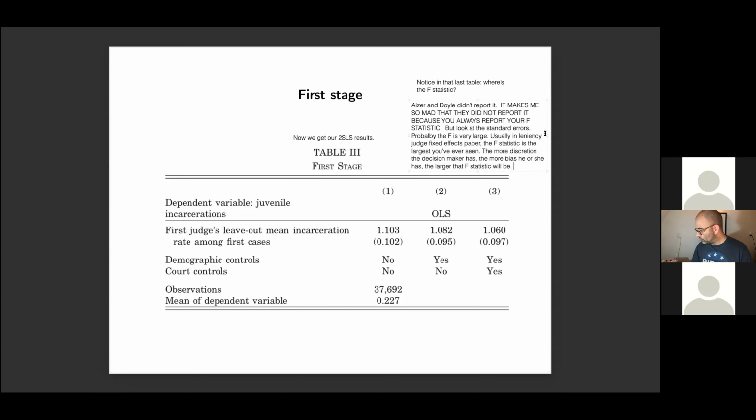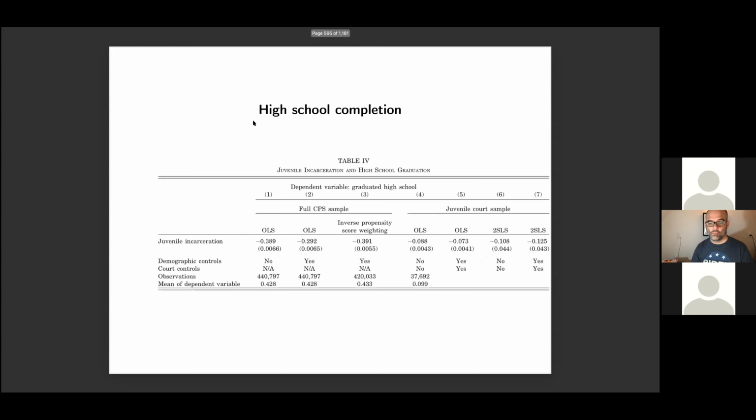Okay. All right, so let's look at the results. So here's the results. Result 1, high school completion. All right, let's look at that. So this is a bunch of OLS stuff for the Chicago Public Schools sample. Let's just go over here to two-stage least squares. All right, we'll just compare it with this one. This is the same sample, using only the juvenile court sample.